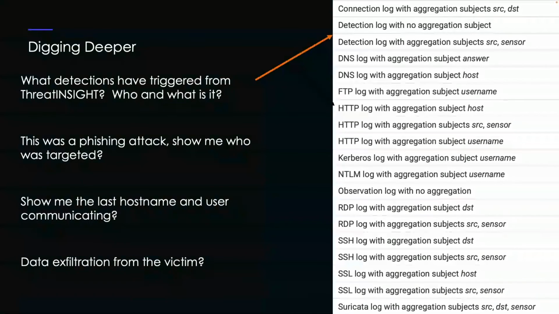What if we were able to do an aggregation? And that's been done, right? Those predefined aggregations are already there, where we're creating the detection log and providing an aggregation with a source IP, right? And providing you that detail.